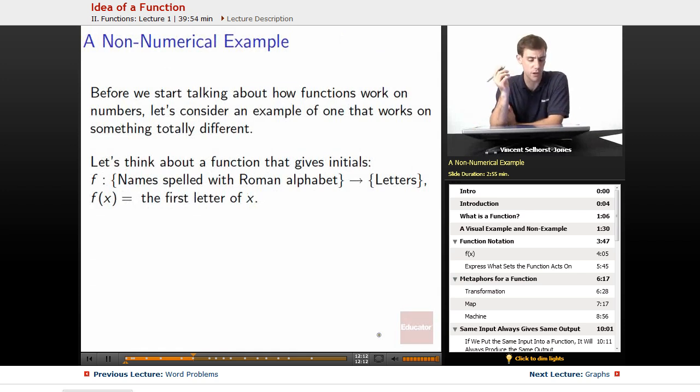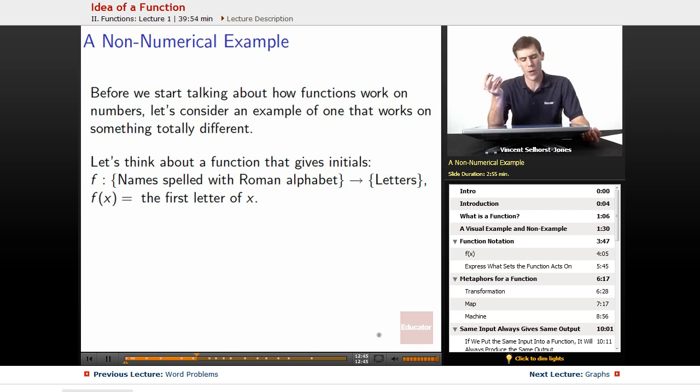Let's look at a non-numerical example. Before we start talking about how functions work on numbers, let's consider an example of one that works on something totally not about numbers. Let's think about a function that gives initials. So we'll define f as going from names spelled with the Roman alphabet, so names like Vincent or John, not things that are spelled with characters that we can't express in the Roman alphabet, and it's going to go to letters from the Roman alphabet. So f of x equals the first letter of x.